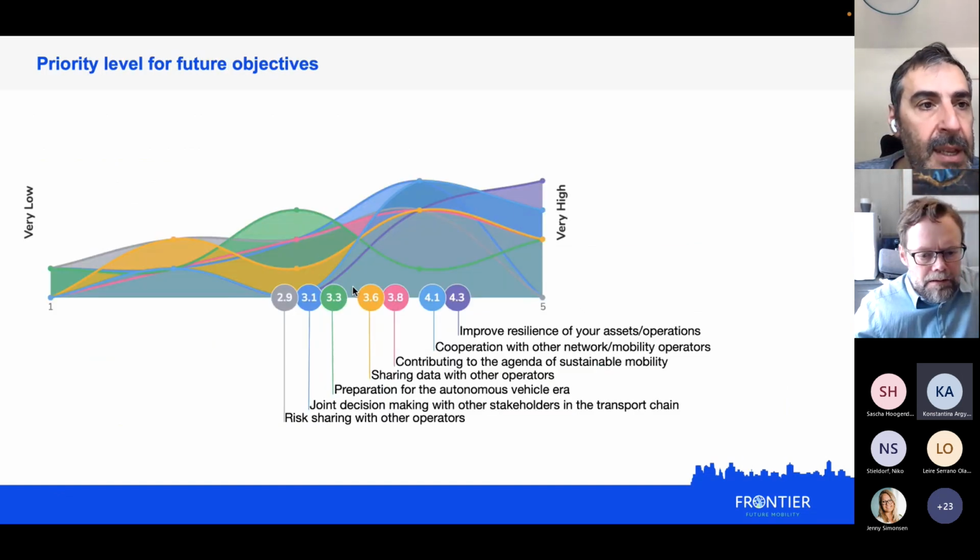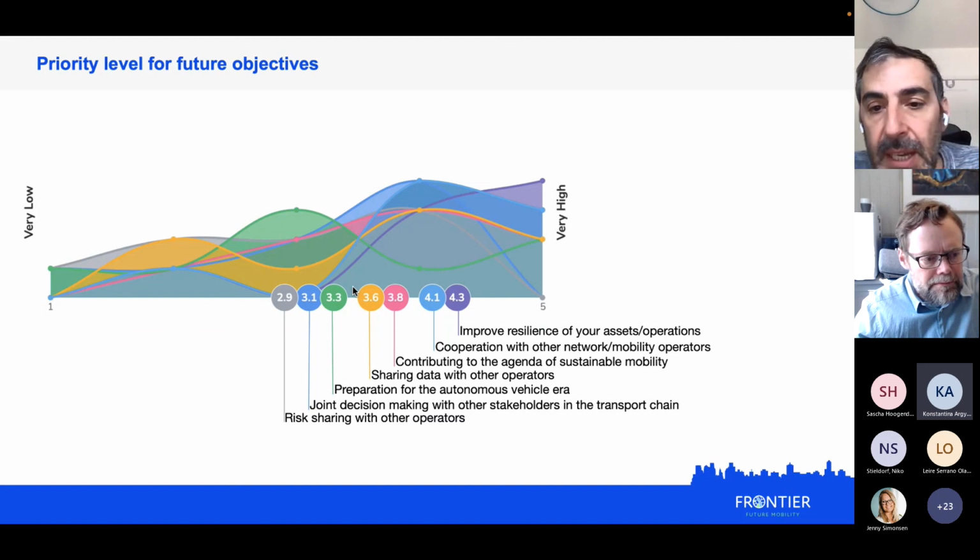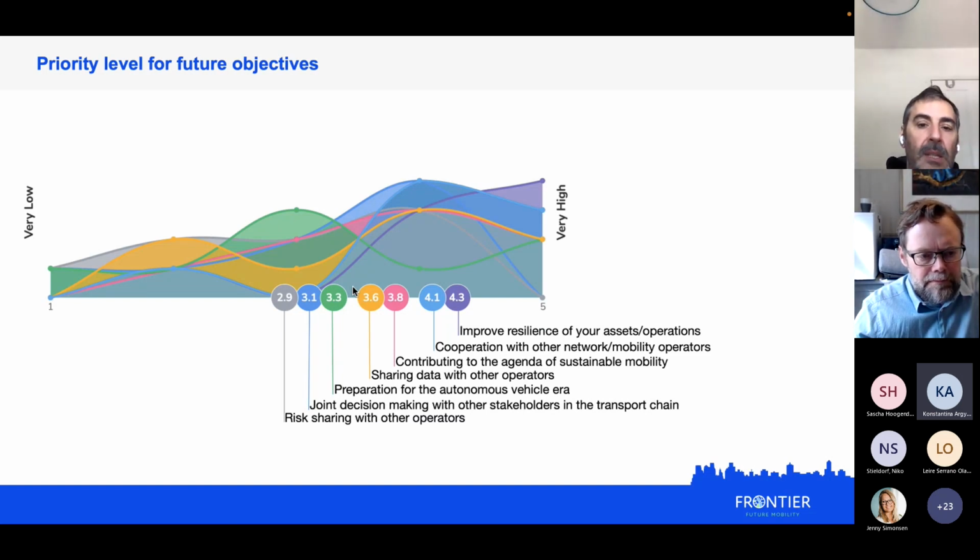And a couple of last slides for the future, what are the priority objectives for the future. And again, the most important one is the resilience of the network and operations and cooperation among the different stakeholders. So again, we can see that the things that we have tried to solve today are also priorities for the future.